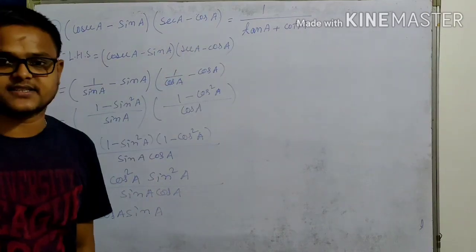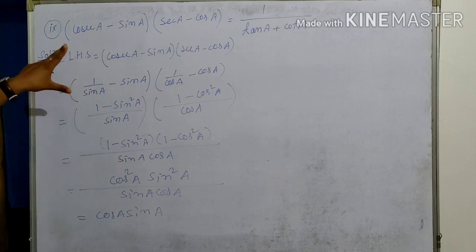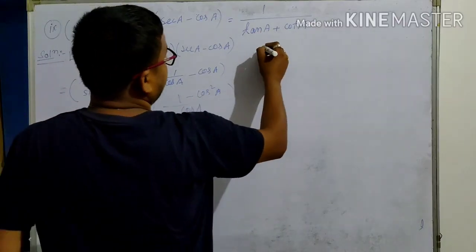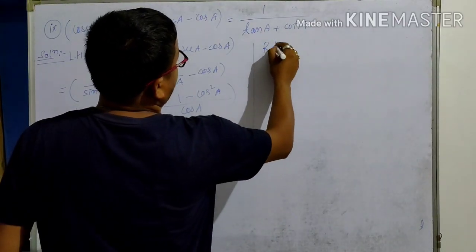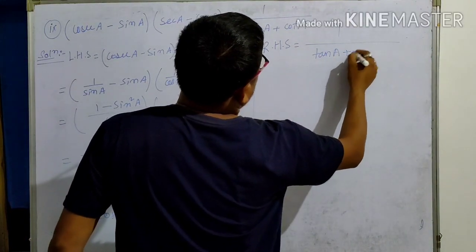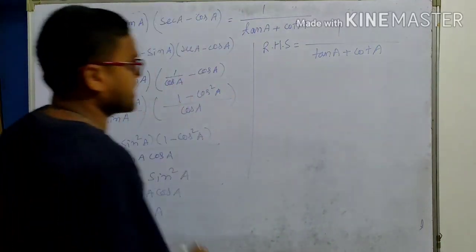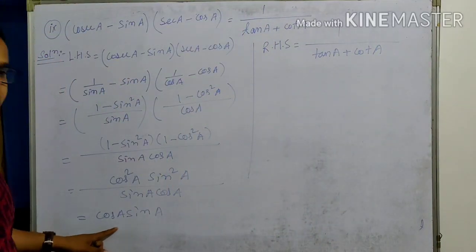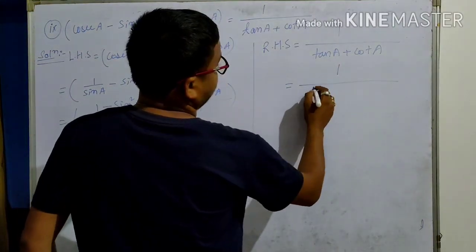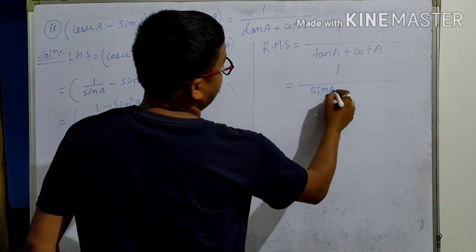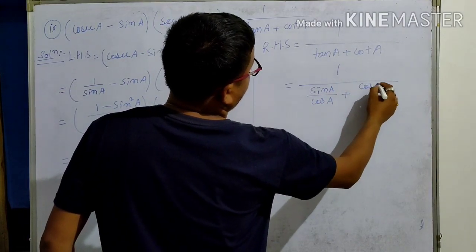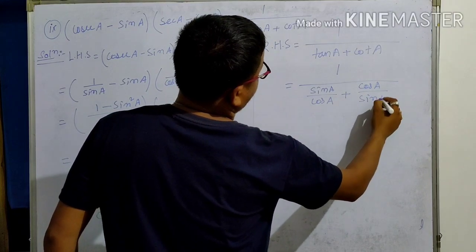So how do we get the right hand side? Stop the left hand side up to here. Now take the right hand side part, okay, and see whether it is equal to the left hand side or not. Tan A plus cot A: how do we express this in the form of this? Here tan A is sin A by cos A, this is one identity. And here you will get cos A by sin A.